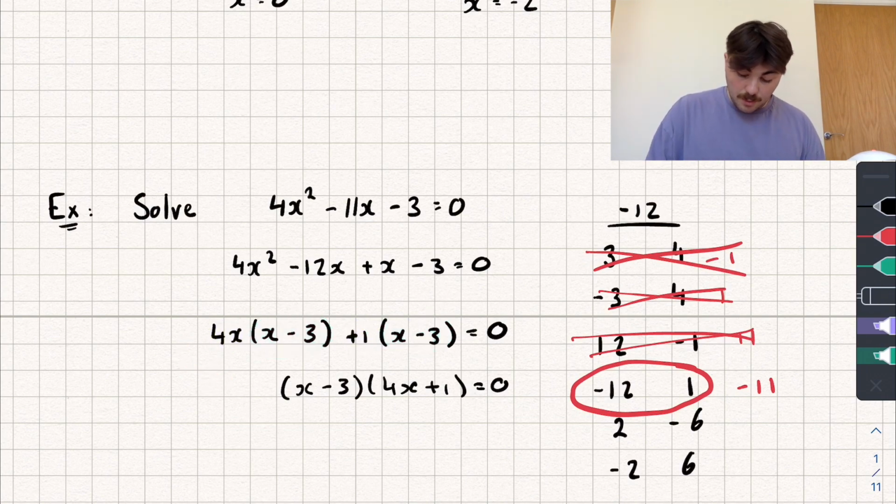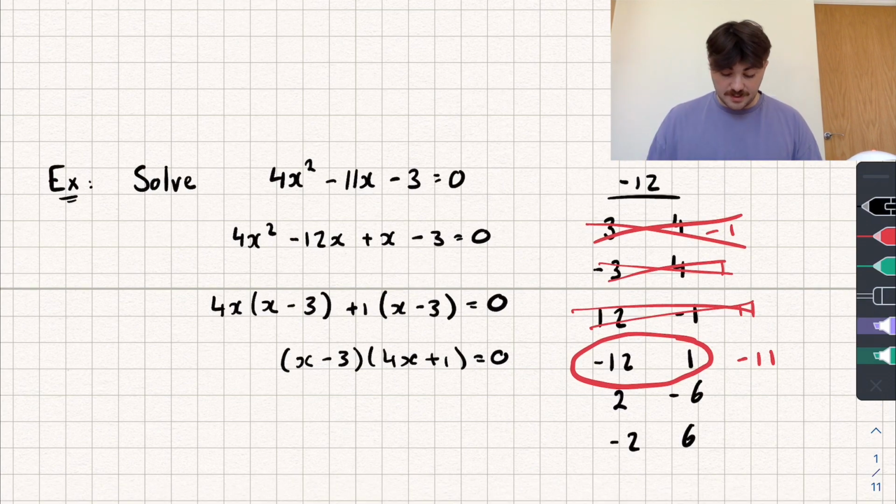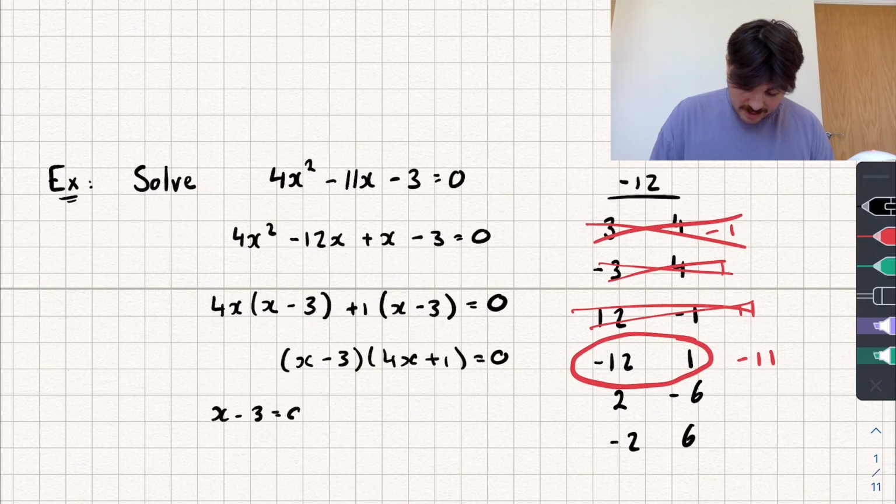So once we've done that, we want to solve it, so we've only factorized it this far. Two things multiplied together to give 0, so either x minus 3 is equal to 0, or our 4x plus 1 is equal to 0, okay?